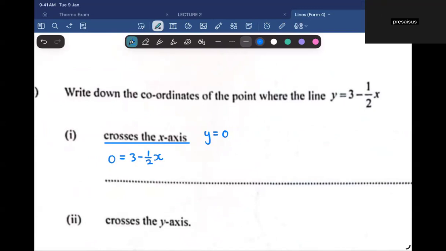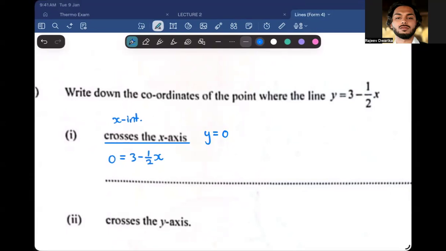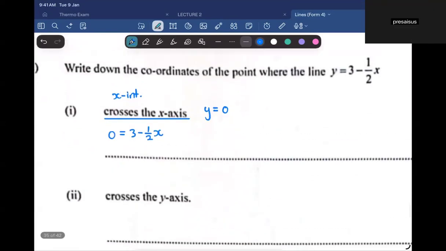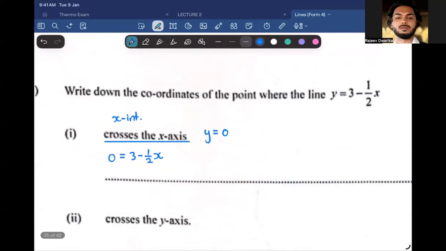No, sir. Don't be ashamed about anything. Tell me. Crossing the x-axis, that means the x what? That means the x-intercept, which is 0? Or is it a half? Wait, at the x-intercept, the y value is 0. Remember that. At the x-intercept, the y value is 0.